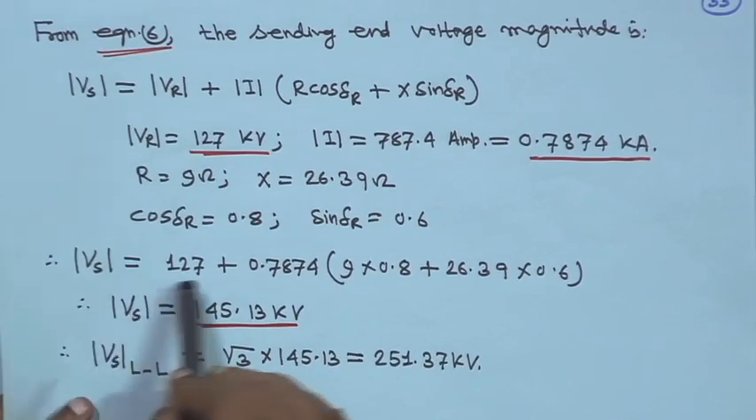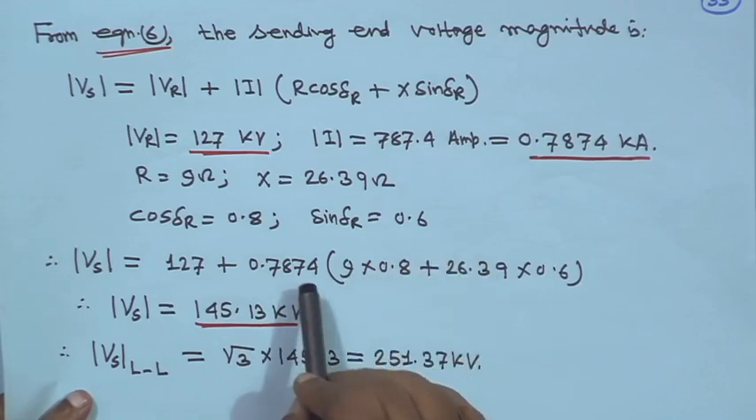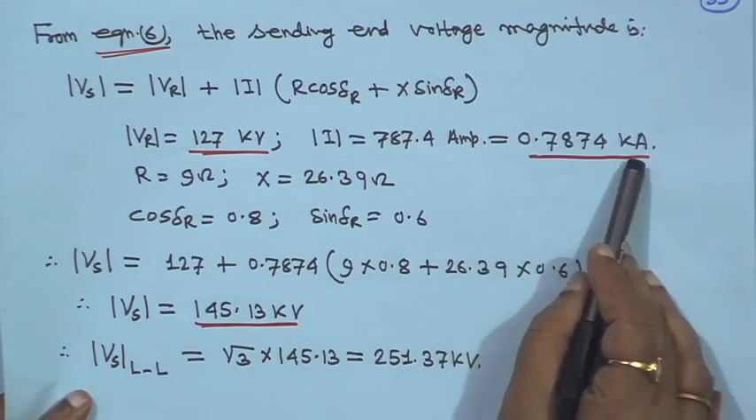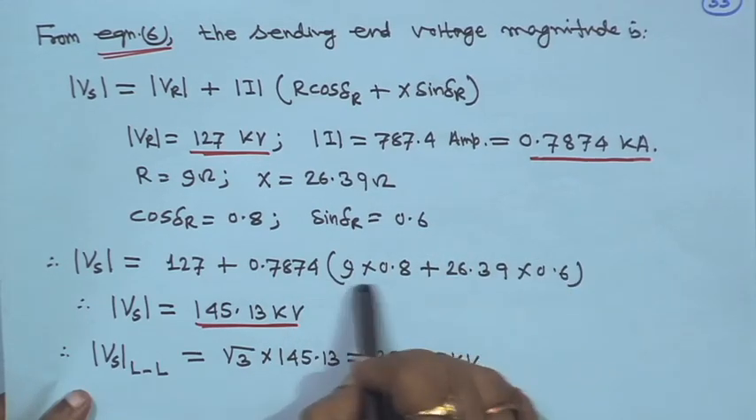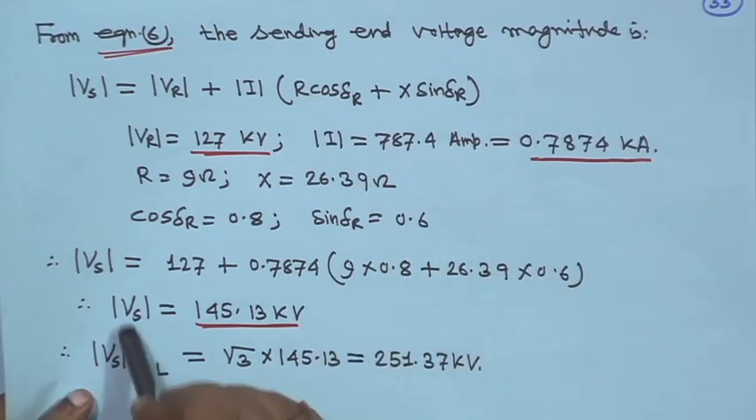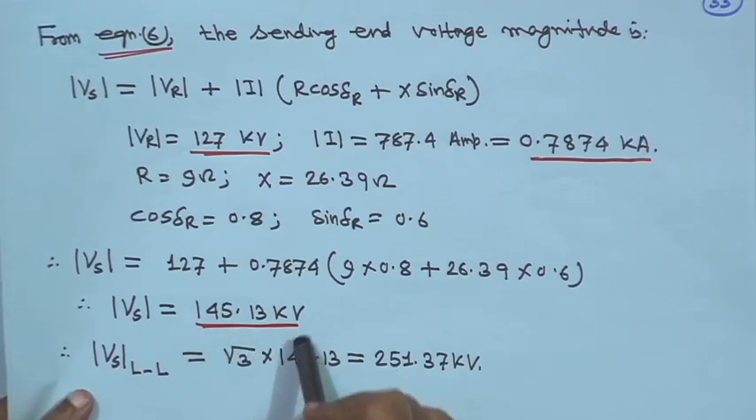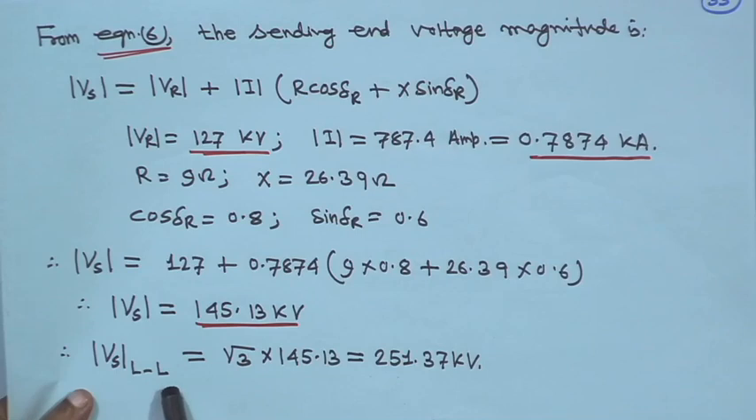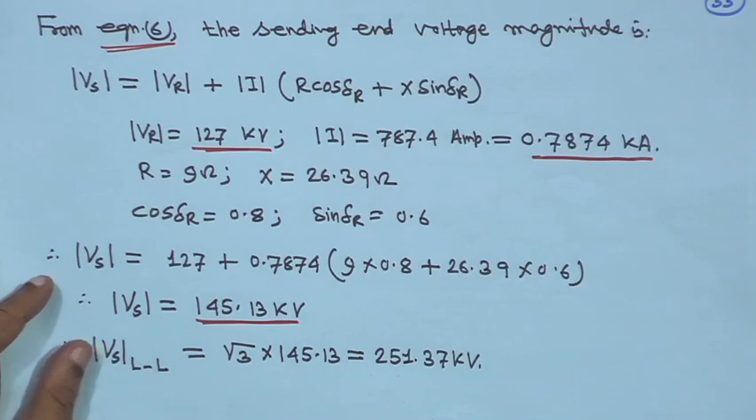So, Vs is equal to Vr, we have kept it in kilovolt, plus this current, that we have converted to kilo ampere, 0.7874, in bracket all this quantity. So, the magnitude of Vs is coming 145.13 kilovolt. Therefore, this is line to line, right. So, line to line is root 3 into 145.13, that is 251.37 kV, this is the sending end voltage, right.